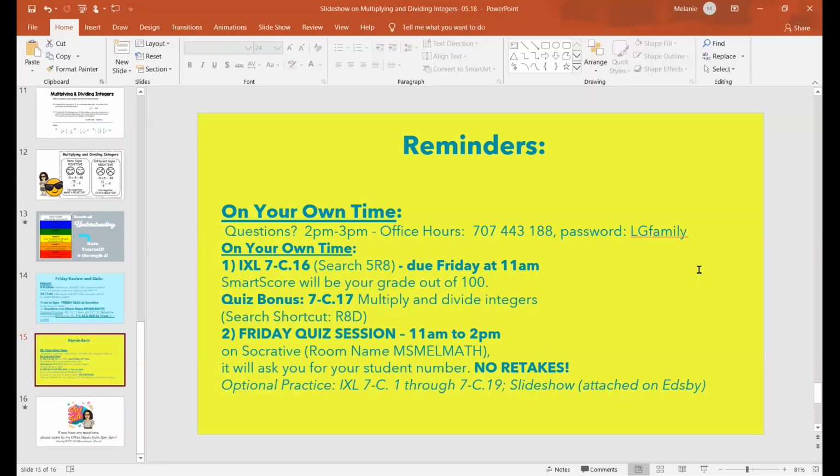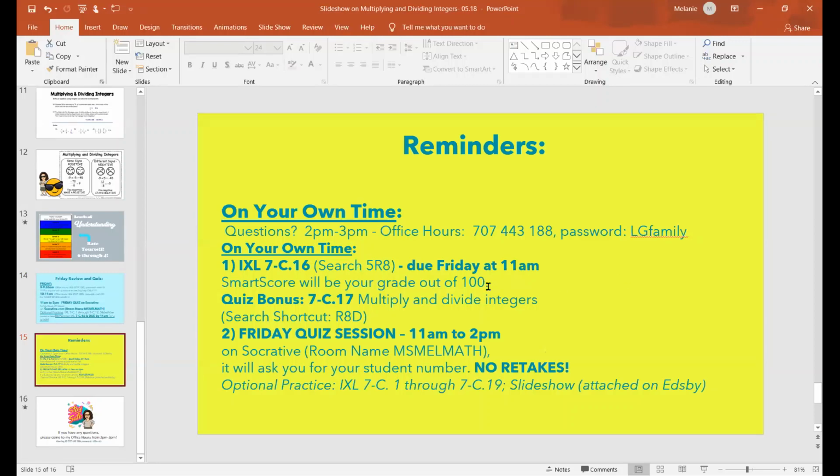So don't ignore it. If you search 5R8, it will take you right to it so that you don't accidentally do the wrong one. I've had like 1 or 2 people do the wrong one every week. So don't be that 1%, because that's 1% of the grade level. Okay, so do it Friday at 11.